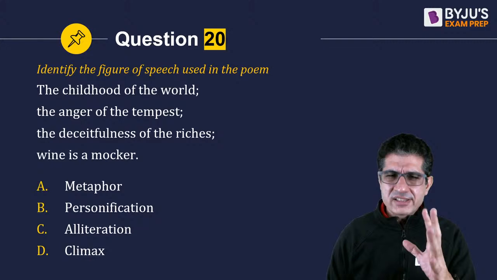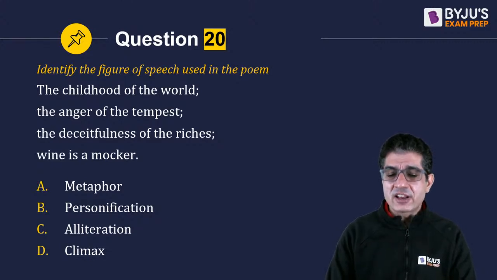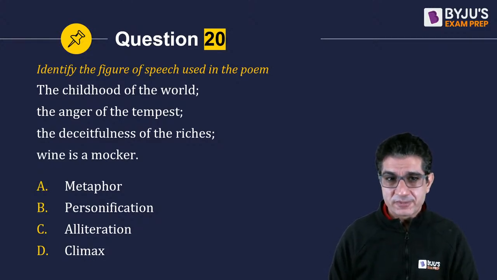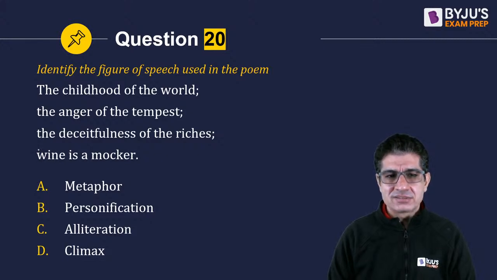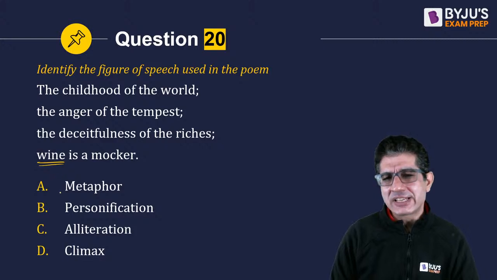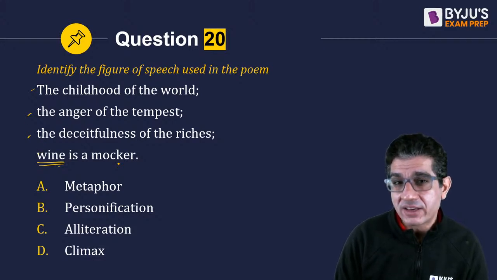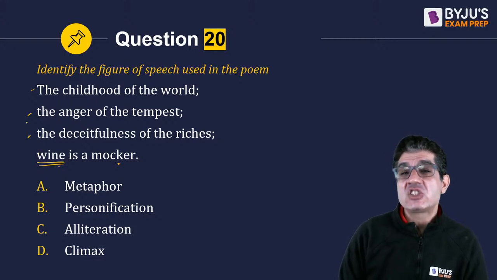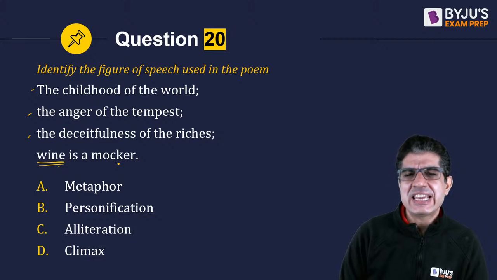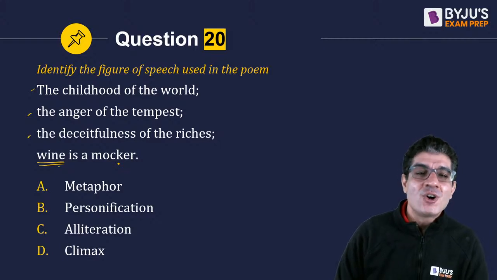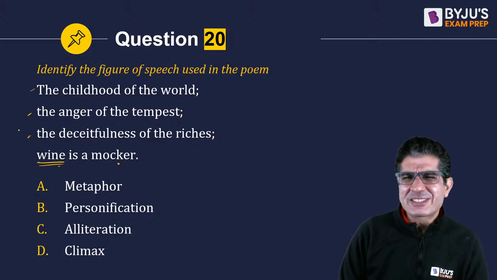So the trouble here is that in poetry there are times when things are not always direct. So if you look at the end, this is where you realize what is happening. You're saying wine is a mocker. And then all the other three also are applicable to wine. So say wine is the childhood of the world. Wine is the anger of the tempest. Wine is the deceitfulness of the riches. Wine is a mocker. So that wine part in the first three sentences was implicit.